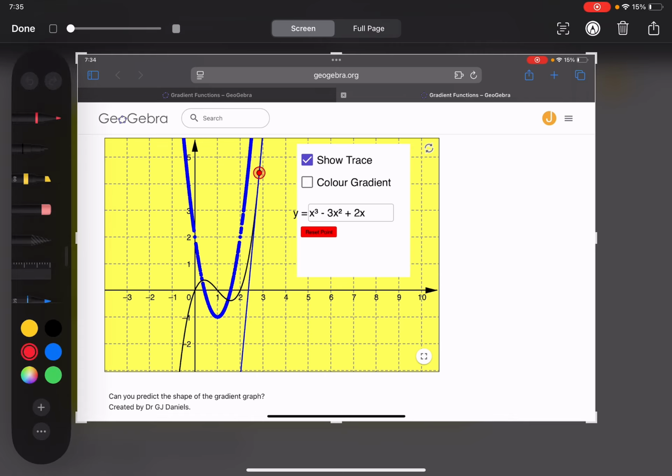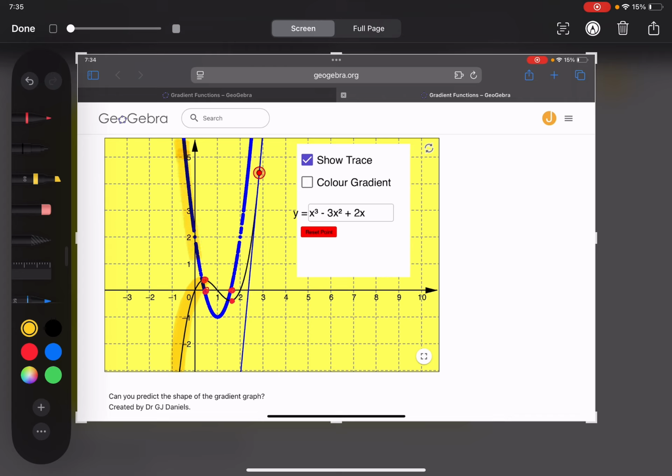The gradient is 0 at the turning point here, which is why it crosses the x-axis there. We've got another turning point here, which is why, again, the gradient function crosses the x-axis here. In this part of the graph, the gradient was positive because it's increasing there.